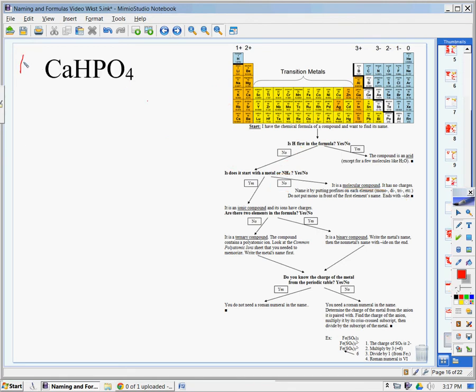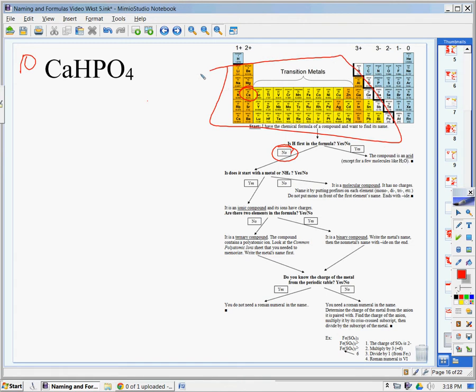Number 10. All right, people are going to get confused on this one. Is H first in the formula? No, calcium's first, Ca. Does it start with a metal or NH4+? Everybody always gets this messed up. People think calcium's not a metal. Calcium's a metal. Of course it's a metal. It's right here on the periodic table. It's in the metals. Below and to the left of the zigzag line are metals.